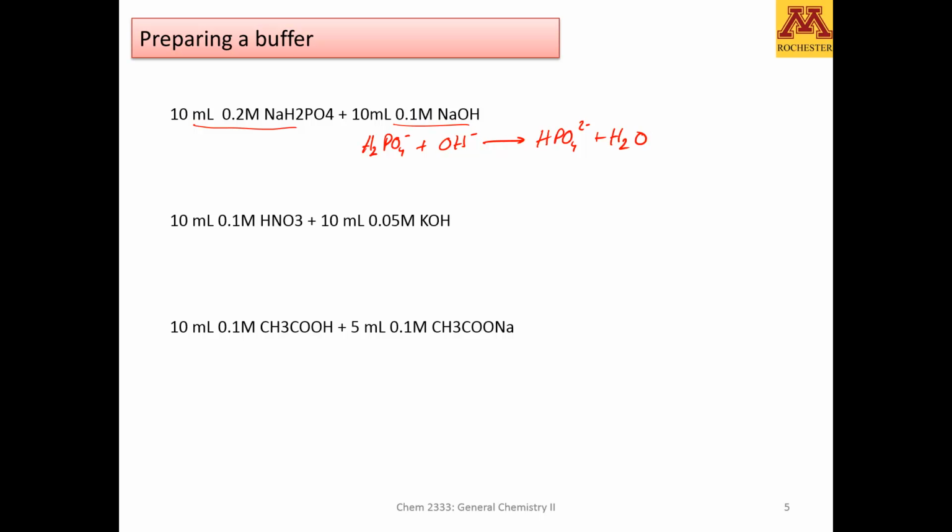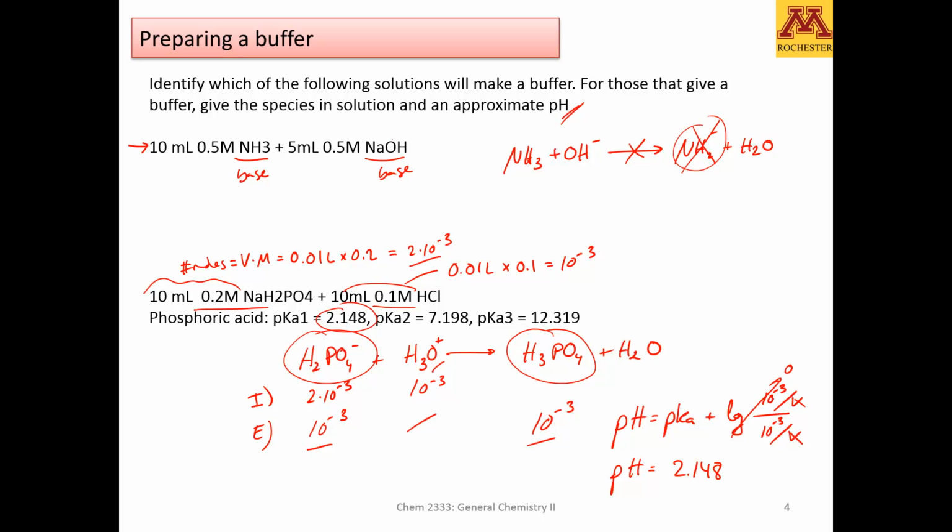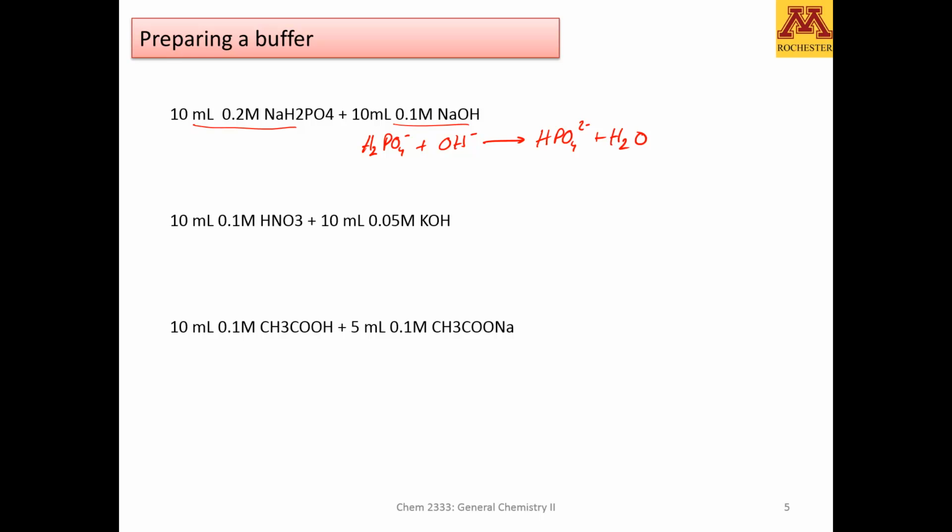From previously, we said that we had 2 times 10 to the negative 3 moles, and we said that we have 10 to the negative 3 moles of base. Again, we are in a very similar situation: 2 times 10 to the negative 3, and this is 10 to the negative 3 initially. So at the end, I will have this all gone, just 10 to the negative 3 left, and the rest will be converted into its conjugate base. So notice what was the conjugate base, now it's the acid.